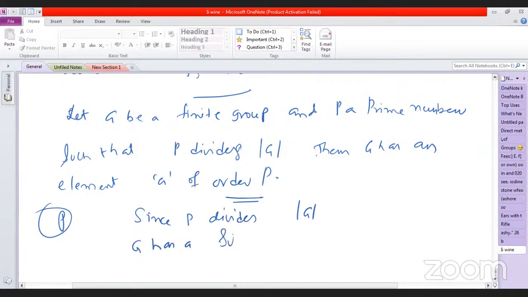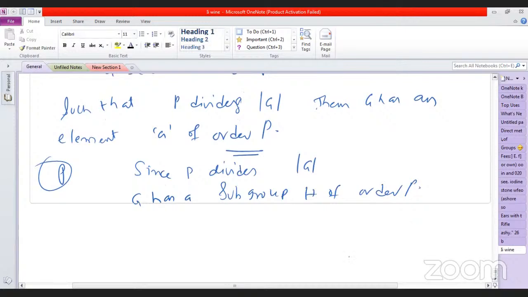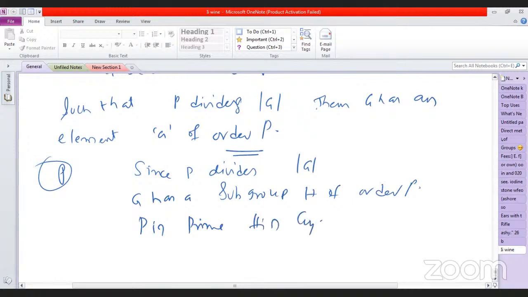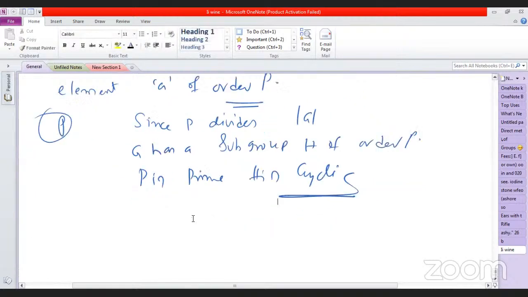He has a subgroup H of order P. Am I correct? Yes, sir. Then from the condition, P is prime, so H is cyclic. Very good. So therefore, A is a generator of H.